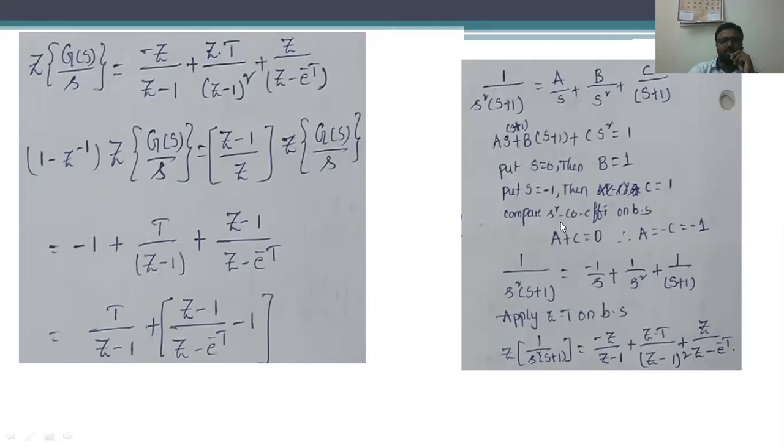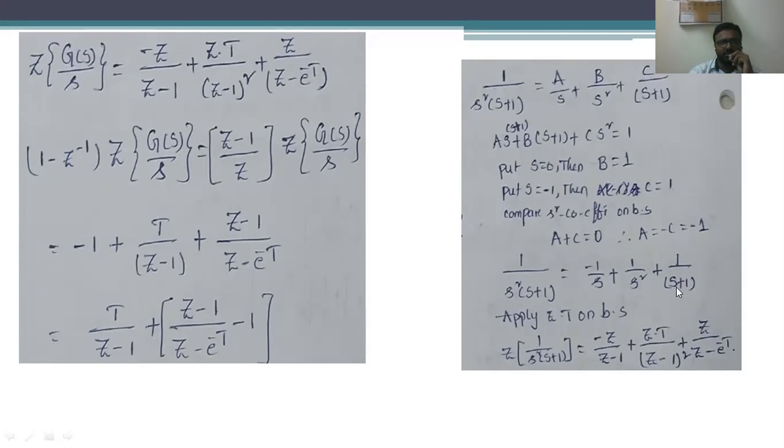So comparing the x square terms on both sides, that means the left hand side and the right hand side, we frame an equation: A plus C is equal to 0. We have the value of C as 1, therefore the value of A is minus 1. Substituting the values of A, B, C in the partial fraction equation, we get minus 1 divided by S plus 1 divided by S square plus 1 divided by S plus 1.